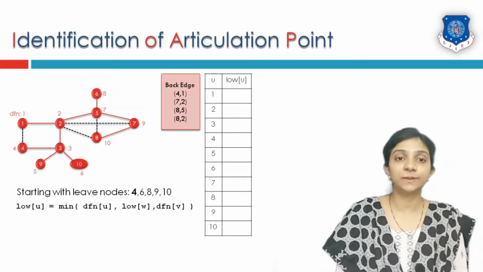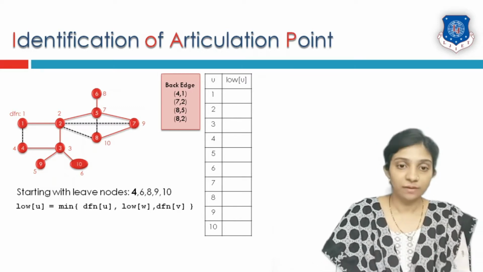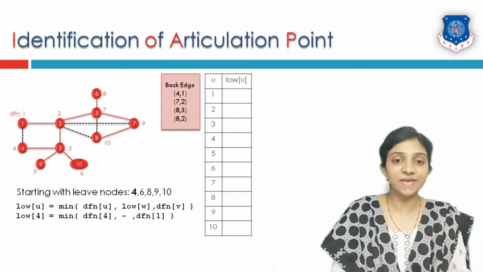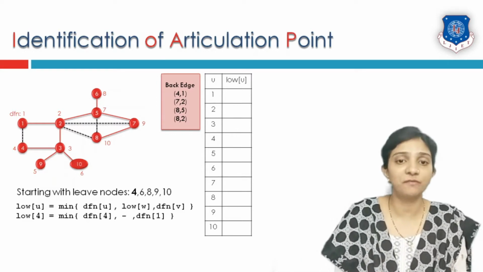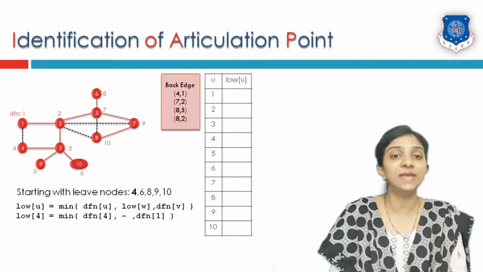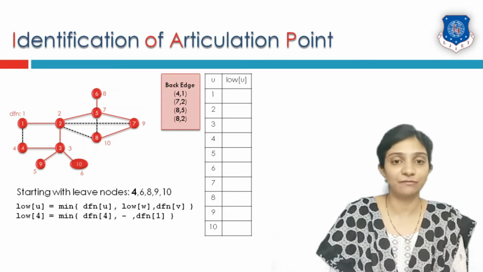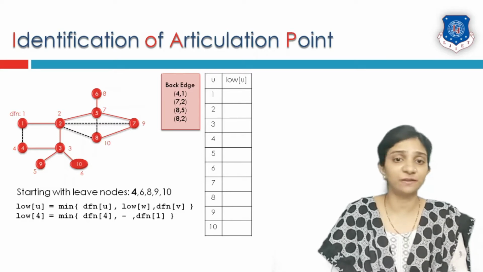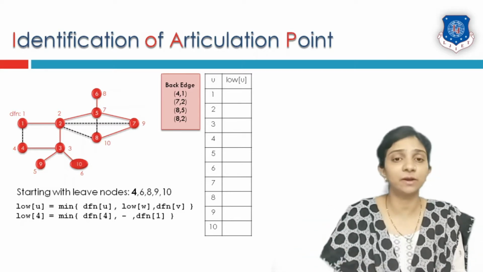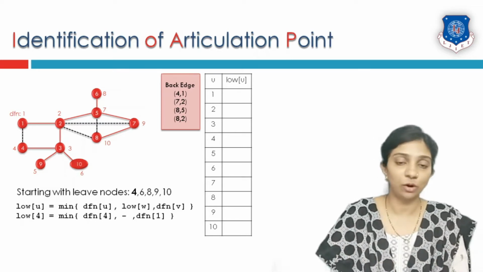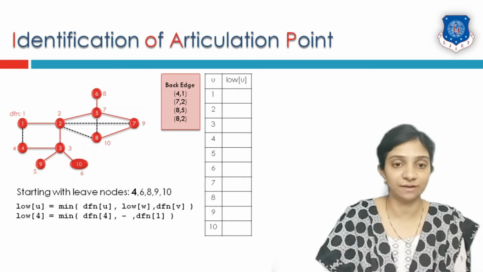So let us start with vertex number 4. We are working for vertex 4. So low of 4 is equal to the minimum of DFN of 4, that means the depth first number of the vertex itself, comma its child's low number. Now this vertex is a leaf vertex, it doesn't have a child, that's why my second component inside the minimum function will become a dash or nothing will be there at that place.